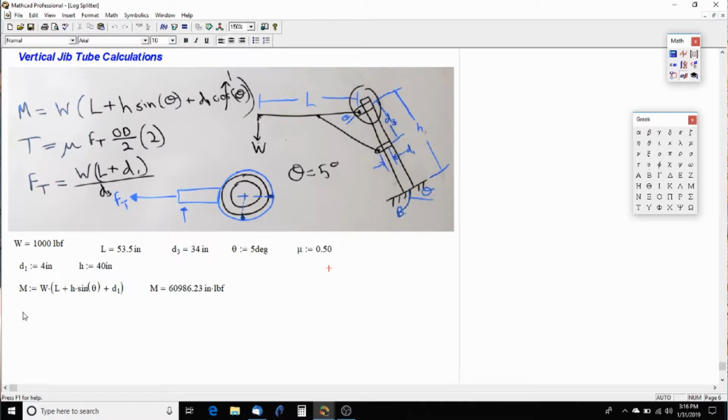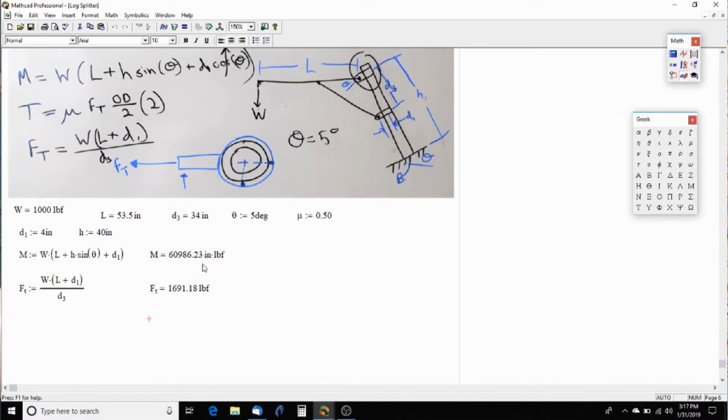Now we're going to look at our torque. Actually, before we do that, we need to calculate the force on the torque, because that's the next thing. It's going to be the weight times length plus D1. Once again, no account for the cosine there. All divided by D3. We'll find out what that is equal to, in pounds force. Okay, 1,700 pounds force.